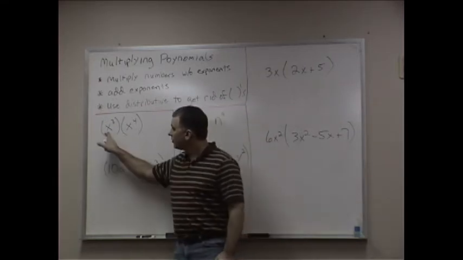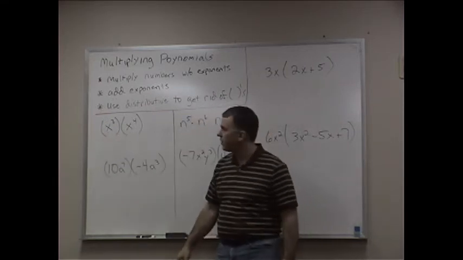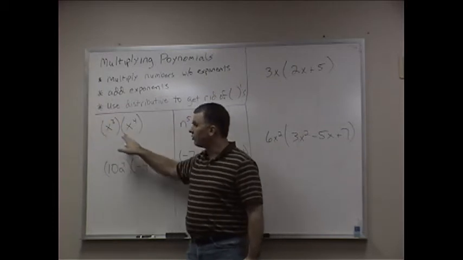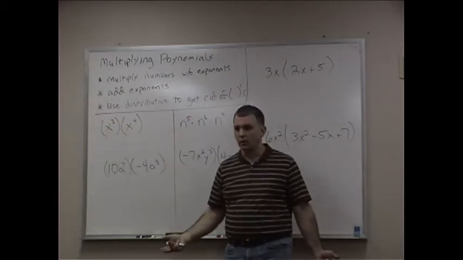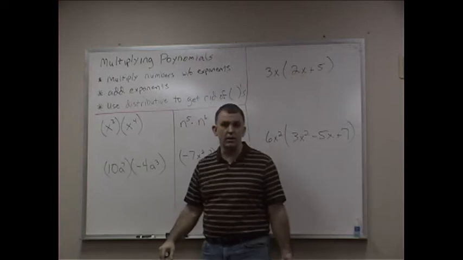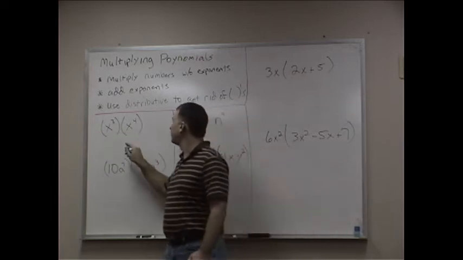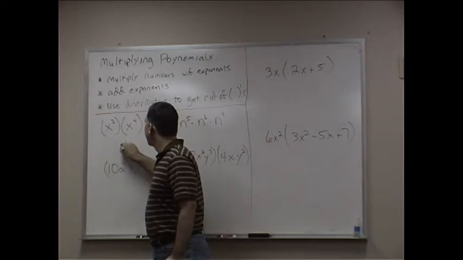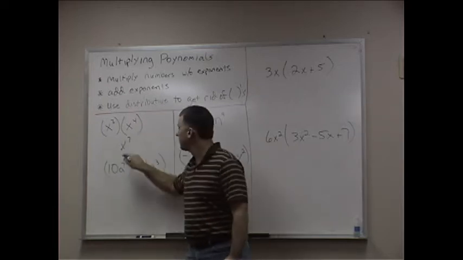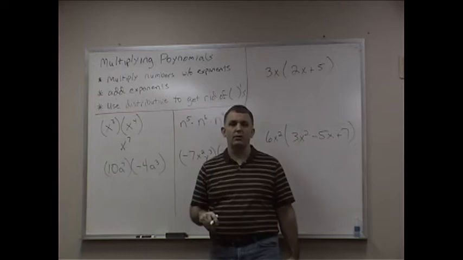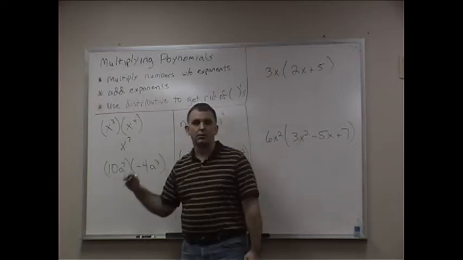Okay, x to the third times x to the fourth. We don't really have, there's ones there, but 1 times 1 is 1. We don't have any numbers that we need to multiply. So we're just going to add the exponents, 3 plus 4. This gives me x to the 7th. So we just add those exponents when we're multiplying.